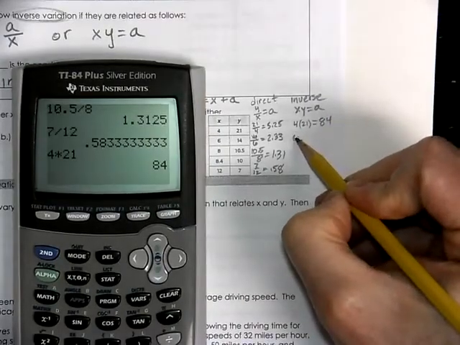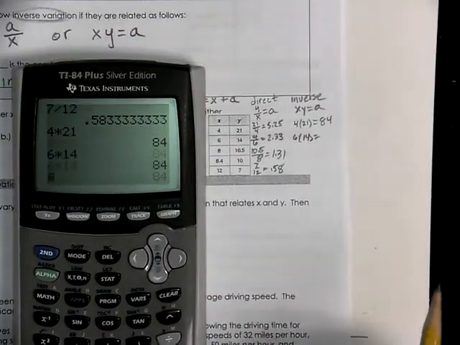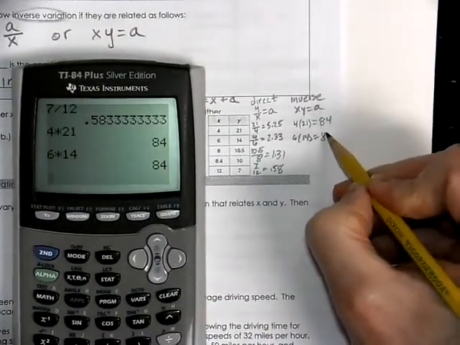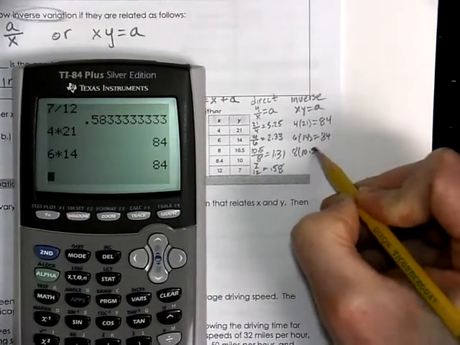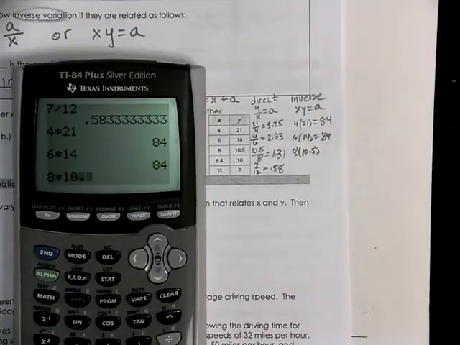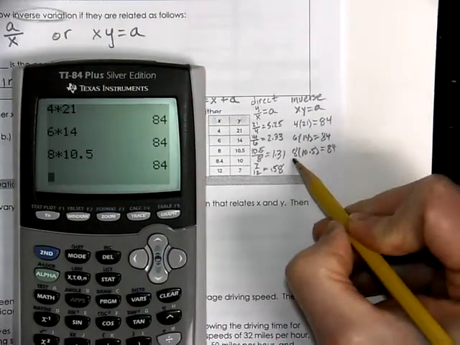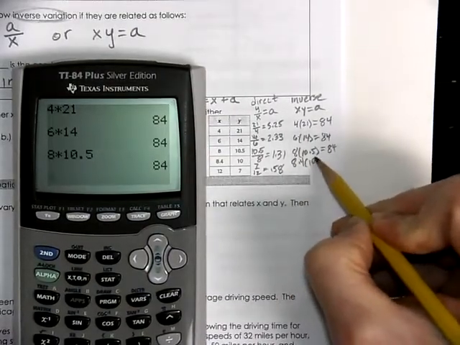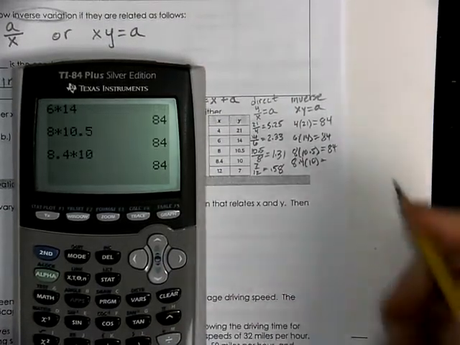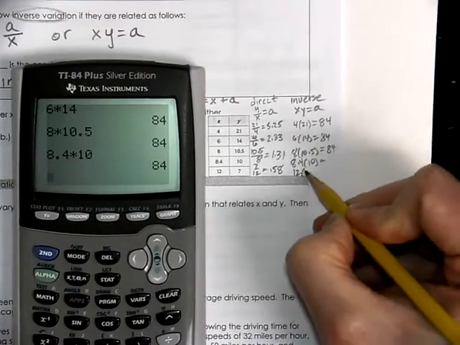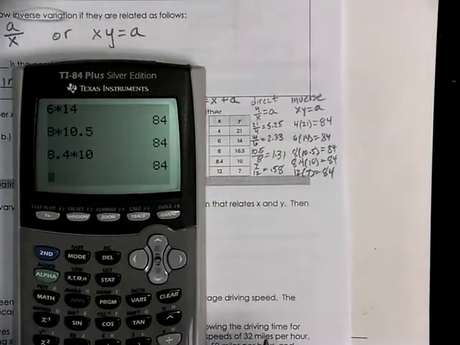Then we have our 6 times 14, and that equals our 84. And our 8 times 10.5. And that equals our 84. And our 8.4 times 10. Of course, we move the decimal spot over 1, but that equals our 84. And 12 times 7. And that equals our 84.